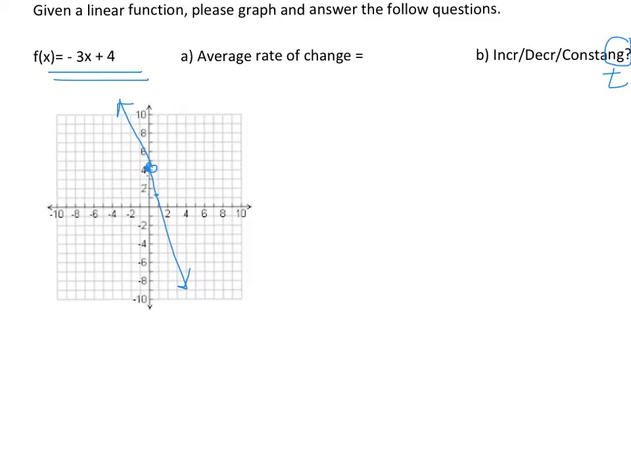So when you're asked a question, what's the average rate of change, we should automatically be able to say it's just negative 3. Now, if you look left to right, the y values start way up here, and they end way down here. So if I look left to right, I would say this is a decreasing line.